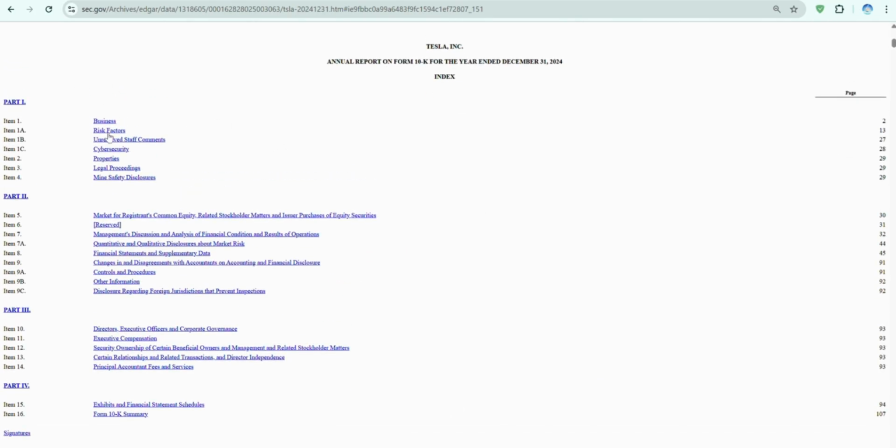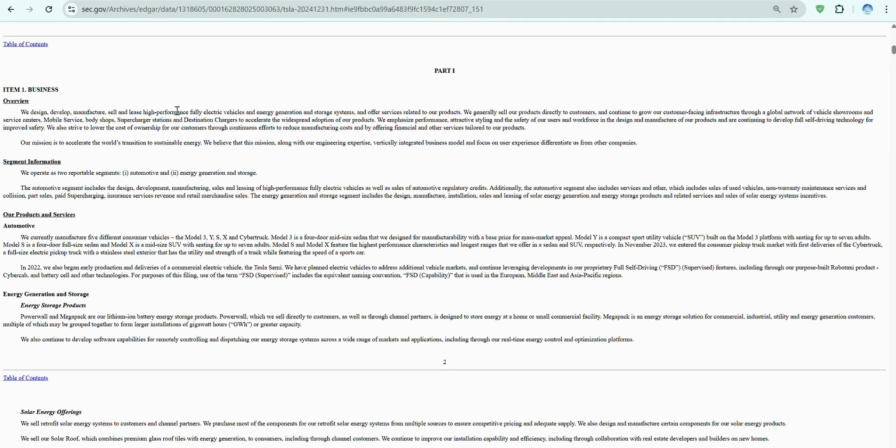So, there's a few things you have to look over in an annual report: business, risk factors, and the financial statements. Let's look over what the business is talking about. In the business, they usually talk about the product and the industry they're in. So, Tesla is developing fully electric vehicles. They are developing fully self-driving technology for improved safety. And we can see here that they're involved in solar energy systems as well.